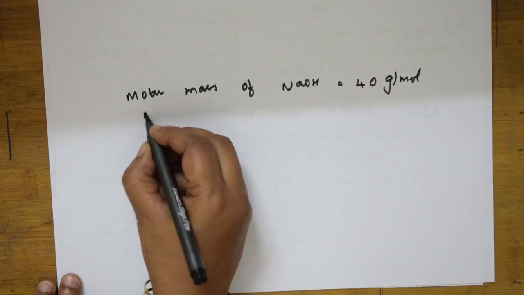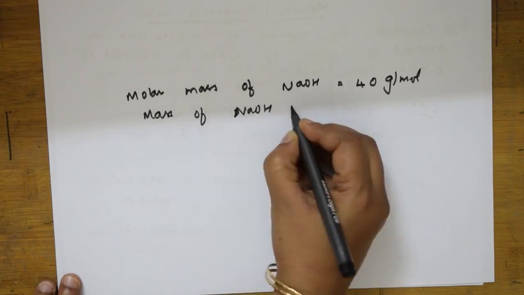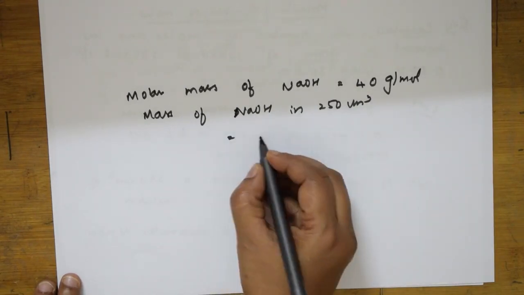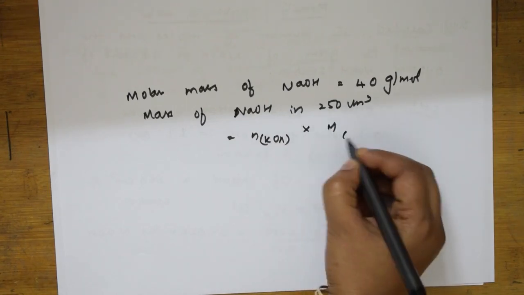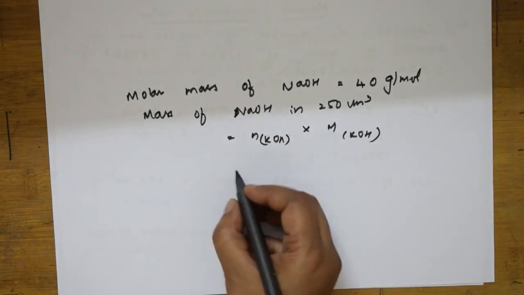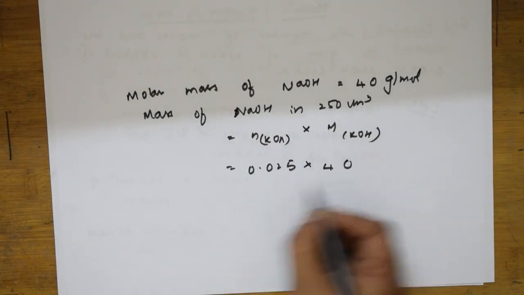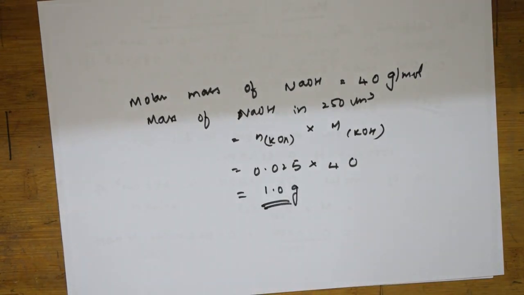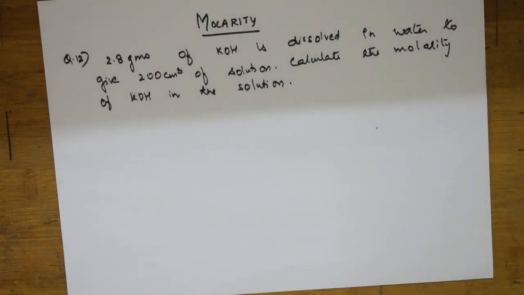Fine. So now the mass of NaOH in 250 centimeter cube, because that is what I need to find, is equal to n of NaOH into M of NaOH. So n is how much? 0.025 into M, which is 40. When I multiply, I get 1 gram. That's it. So both the equations, hope these are clear, both the concepts. Let's come back and do the last variety of molarity numerical.